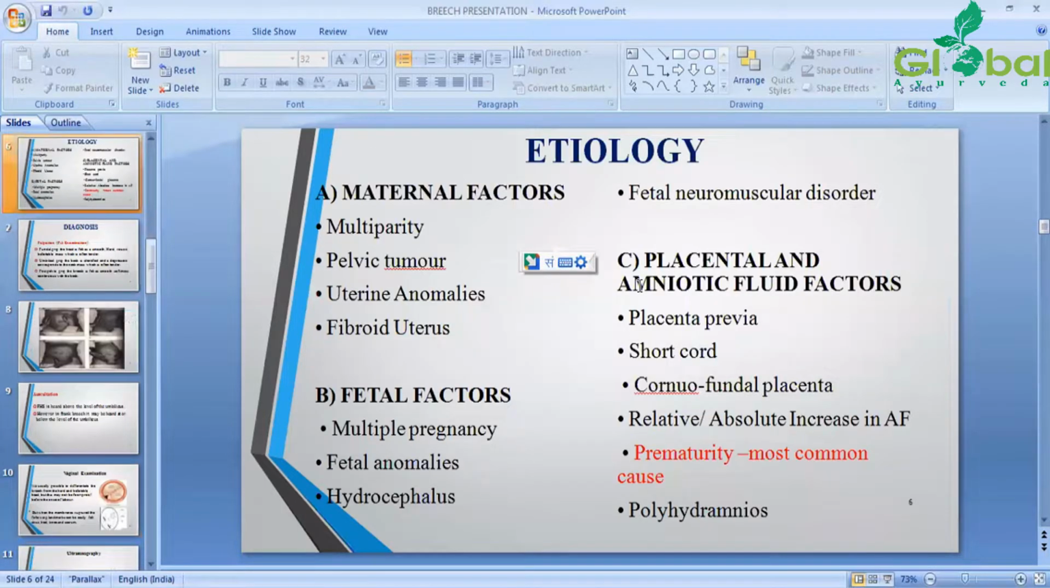Then coming to the next, what is the etiology of breech presentation? This can be due to maternal factors, fetal factors, and placental and amniotic fluid factors. Among the maternal factors: multiparity, pelvic tumor, uterine anomalies. Among the fetal factors: multiple pregnancy, fetal anomalies. Among the placental and amniotic fluid factors: placenta previa, short cord, cornufundal placenta, and absent or increased amniotic fluid. The most common cause of breech presentation is prematurity. We have to remember this.